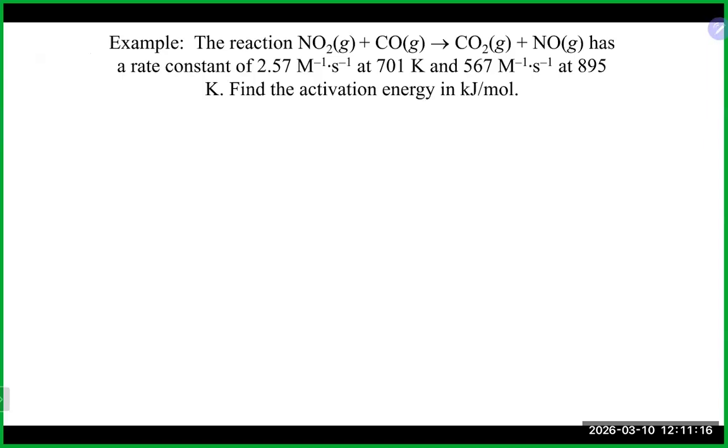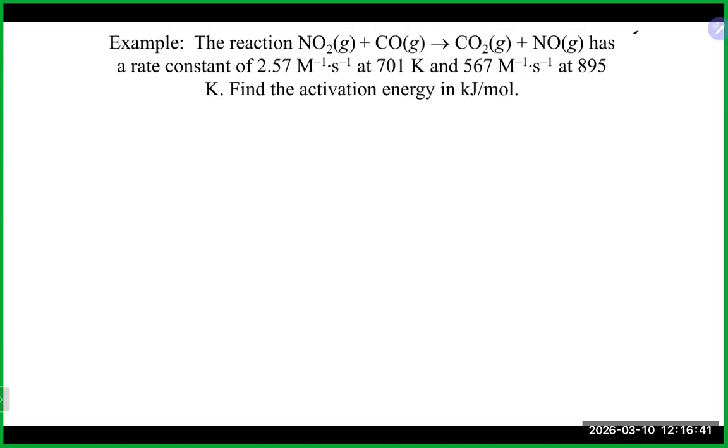All right, so why don't we try one here? Let's find the activation energy. If we have this reaction, we have a rate constant of 2.57 at 701 Kelvin and 567 at 895. So what will be the energy? Okay, let's take a look, see how you're doing.